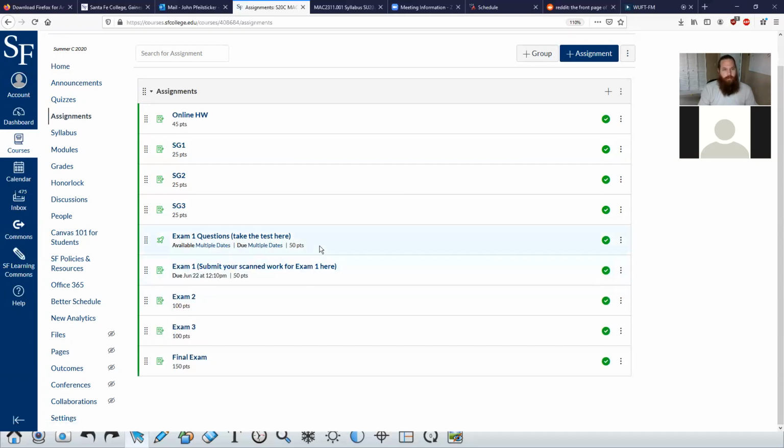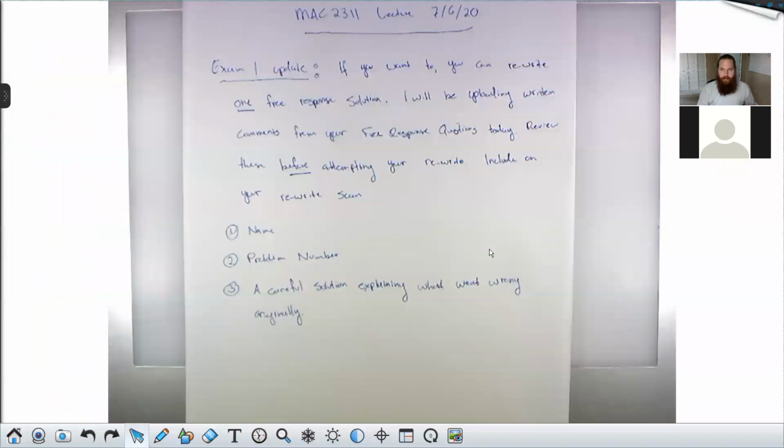Only once both of these scores are in will the score in Canvas actually be reflective of what you earned on the exam. Right now the exam is underweighted in the gradebook because you only have a score out of 50 points. But once we have those rewrites in, I will copy paste those scores here, and then the gradebook will be up to date because you'll have the full 100 points for the test. Nice and clear? Any questions?